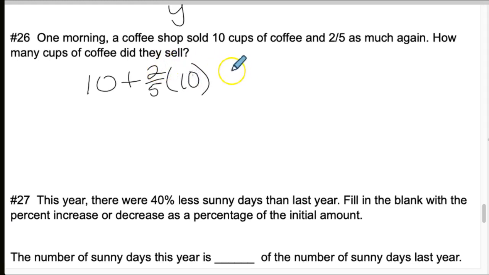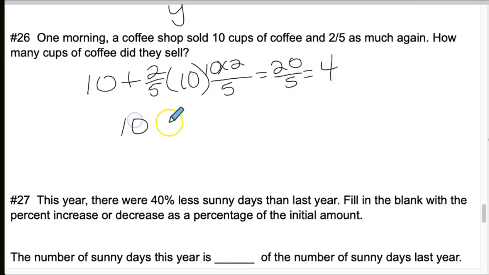10 times 2 is 20. And then take that answer and divide it by 5. So 20 divided by 5 is equal to 4. So they sold 10 cups of coffee, and 2/5 of 10 more would be 4 more. They sold a total of 14 cups of coffee.